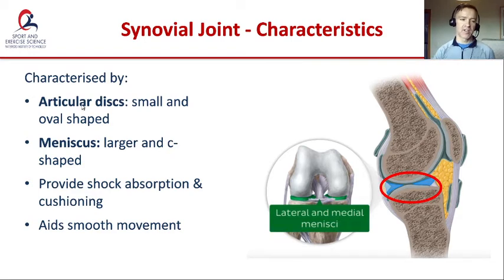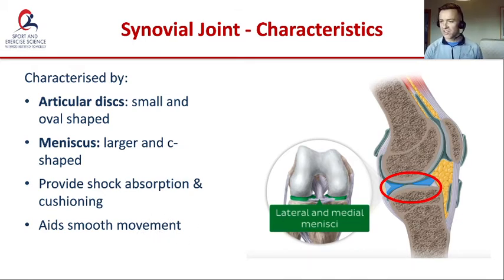Very similar to our articular discs, we have specific ones called the meniscus. The meniscus are larger and are kind of a C shape, and generally when someone is talking about a meniscus, or if you hear someone say I've torn my meniscus, they are referring to the menisci or meniscuses that are located in the knee joint. And again, these are here to provide shock absorption and cushioning and to aid smooth movement of the joint.